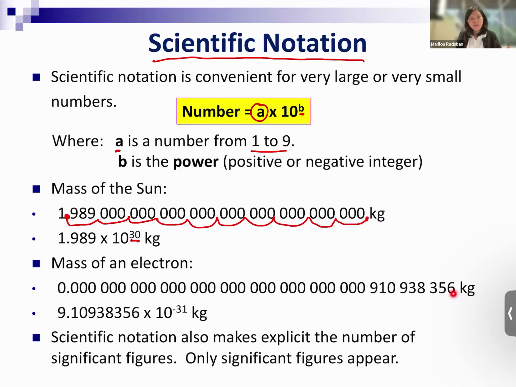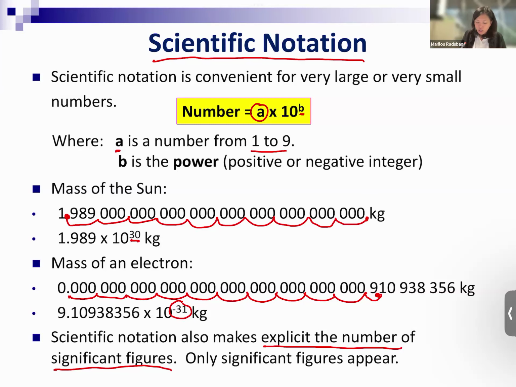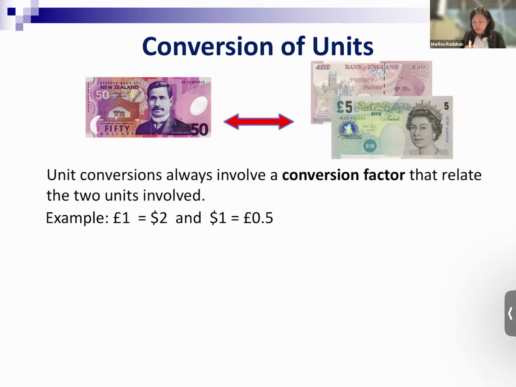So scientific notation allows us to write very big and very small numbers in a more compact form. It also has the second advantage that it allows us to explicitly specify the number of significant figures. We will talk about significant figures later on: how do we determine the number of significant figures, and then how do we use scientific notation to deal with them?